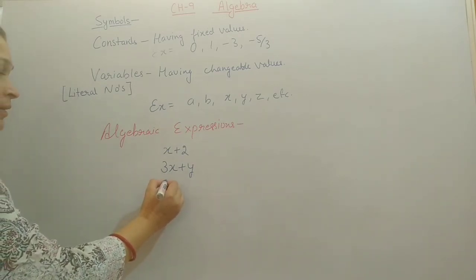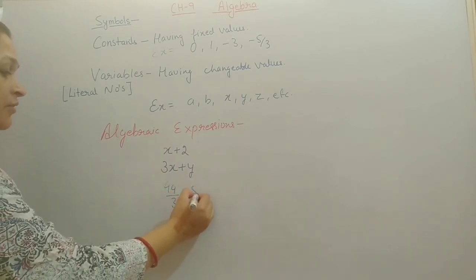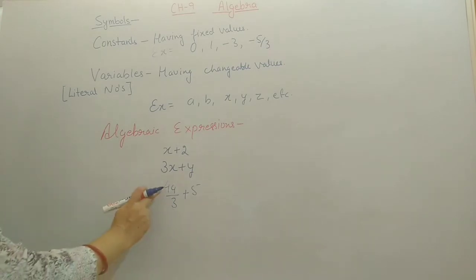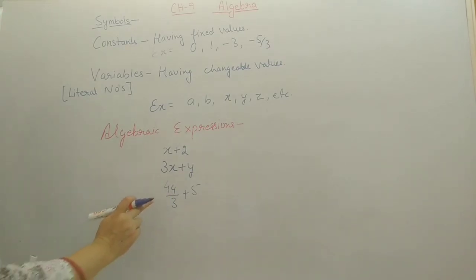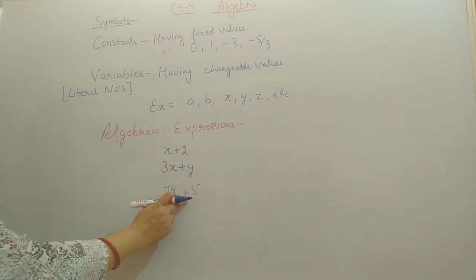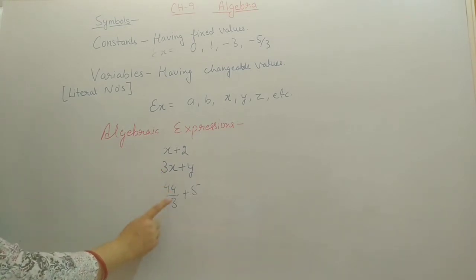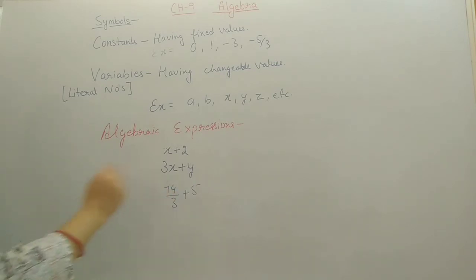Another example, 4a/3 plus 5. Here multiplication is there in 4a, division is also there in 4a/3, and plus 5 addition is also there. So with the help of 3 operations, multiplication, division, addition, we are combining 4a, 3 and 5. All these types of expressions we will call algebraic expressions.